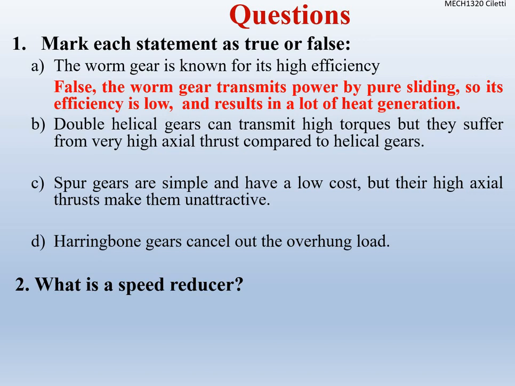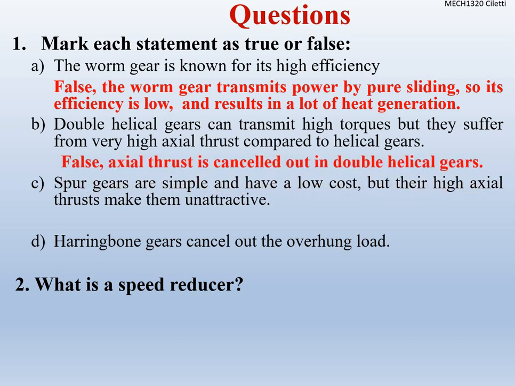Double helical gears can transmit high torques, but they suffer from very high axial thrust compared to helical gears. Well, you should know if it's a double helical gear, they actually counteract, and there is no axial thrust, so this one's false. Axial thrust is canceled out in double helical gears. Spur gears are simple, have a low cost, but their high axial thrust makes them unattractive. Got to make sure we pay attention to all the keywords in here. There is no axial thrust with spur gears. Remember, spur gears have vibration issues. Axial thrusts come from the single helical gears.